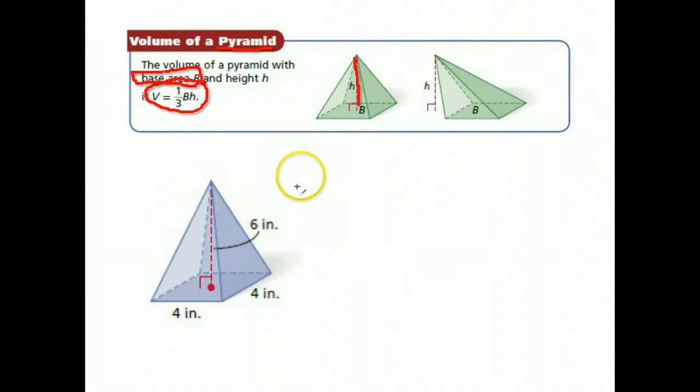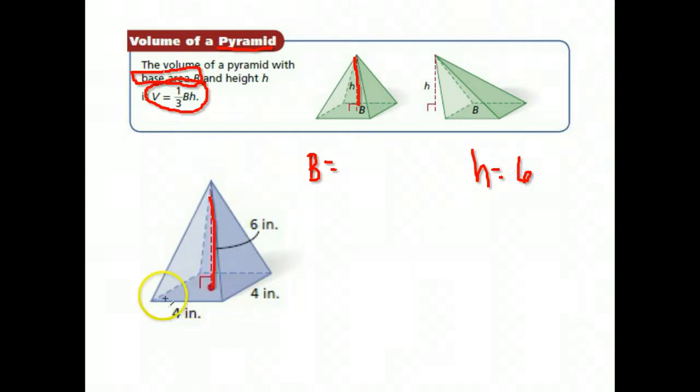Okay, so here we have an example. When you want to find the volume of a pyramid, you want to make sure you have the two parts that you need, the area of the base and the height. Looking at the picture, I can see the height is labeled for me. The height is 6 inches for this pyramid.